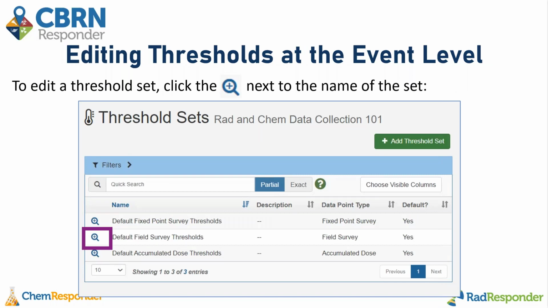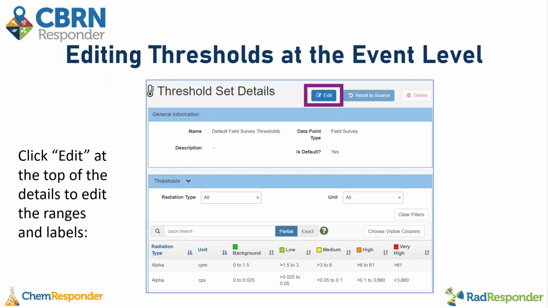To edit a threshold set, you'll click that blue magnifying glass next to the name of the set. And now you're brought to the threshold set details page. If you click edit, you'll be able to manage the general information and the ranges and labels of the threshold set.